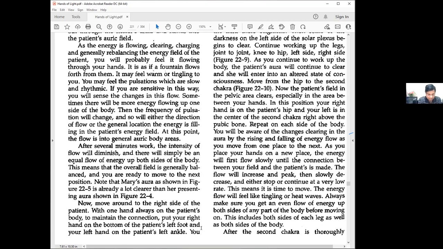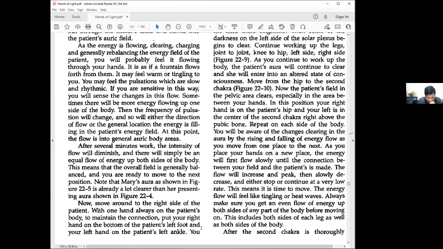You will be aware of the changes clearing in the aura by the rising and falling of energy flow as you move from one place to the next. As you place your hands on a new place, the energy will first flow slowly until the connection between your field and the patient's is made. The flow will increase and peak, then slowly decrease and either stop or continue at a very low rate. This means it is time to move. The energy flow will feel like tingling or heat waves.